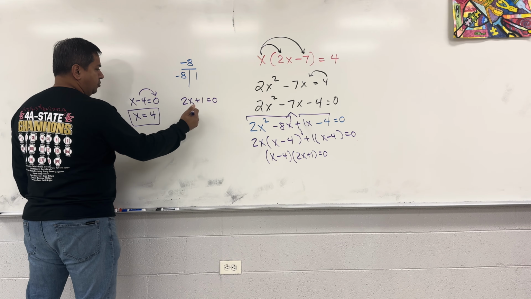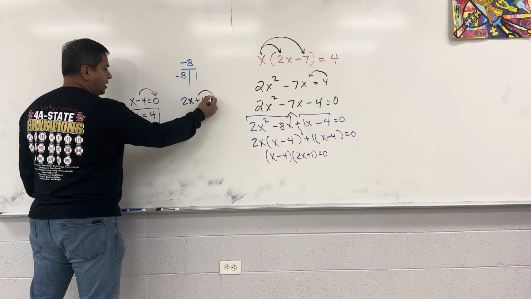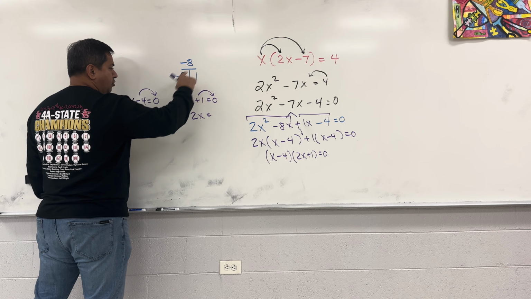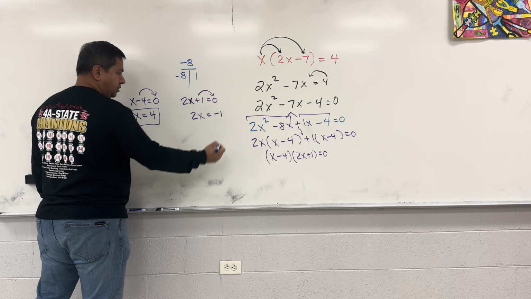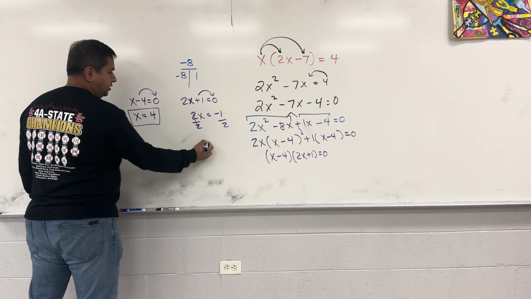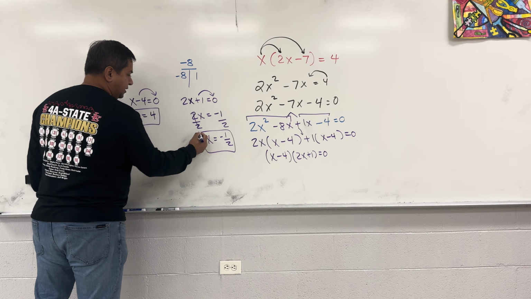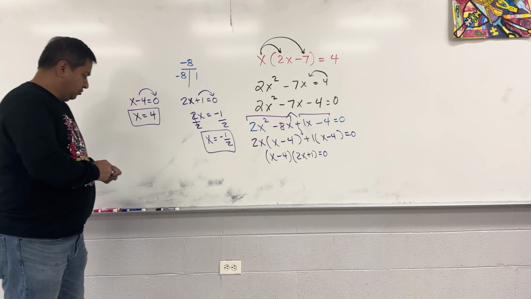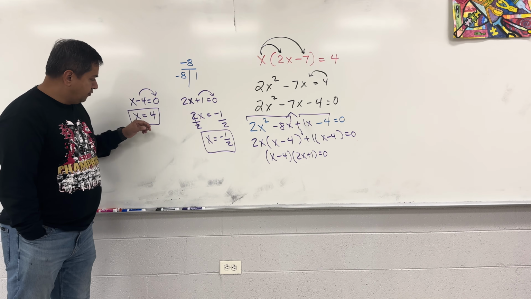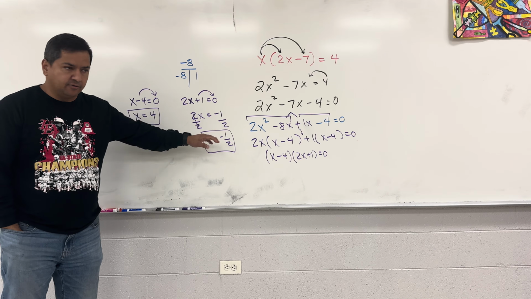Similarly, on the second one, again, the goal is to get x alone, so probably start out moving 1. So when this positive 1 goes to the other side, it becomes negative 1. Then you divide by 2. Then you get x equals negative half, and that would be your other solution. So the two solutions we have are 4 and negative 1/2.